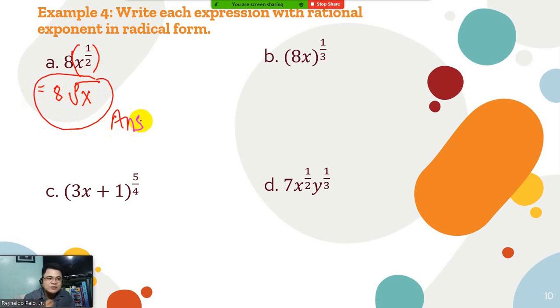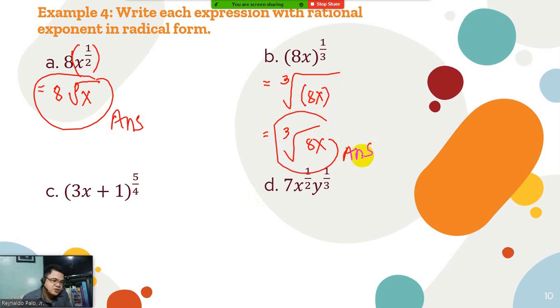Unlike this one, for letter B, we have 8x raised to the power of 1/3. It means that we are going to use 8x as the whole radicand because it is grouped, and it is raised to the fractional exponent. So the index will be 3, the cube root of 8x. Even if you remove the parenthesis, it's fine. So that's the answer, or you can just remove the parenthesis, cube root of 8x. So this will be your answer.